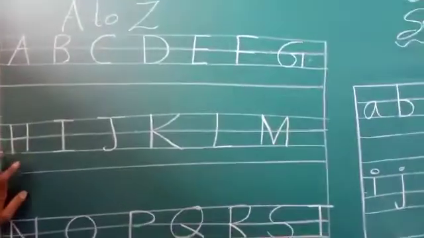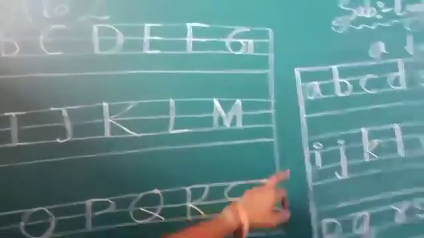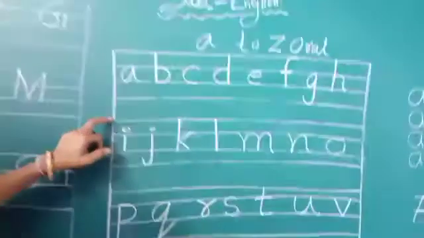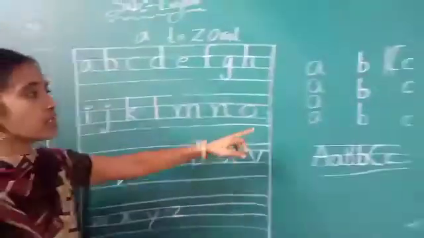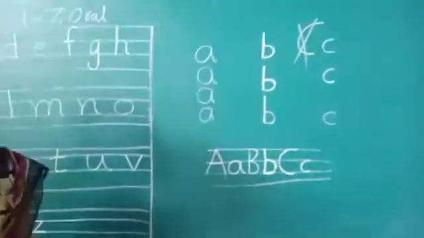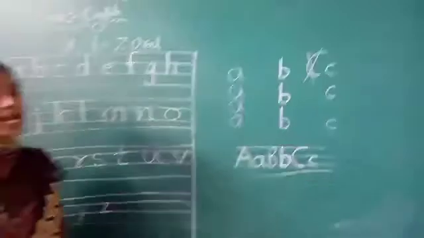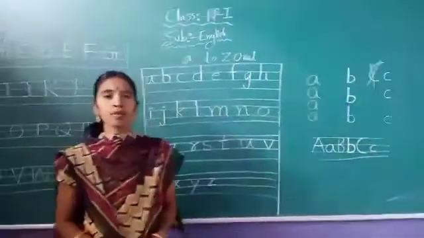See children, capital A to Z written and oral. You have to practice at home. Small a to z oral you have to practice at home. Okay. And small a to c slate practice you have to do. Okay children. Next class I will say new letters. Okay children.